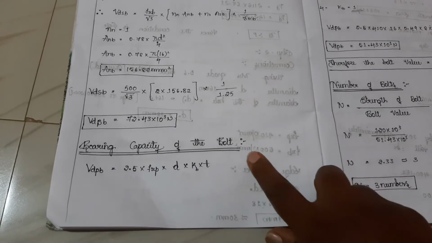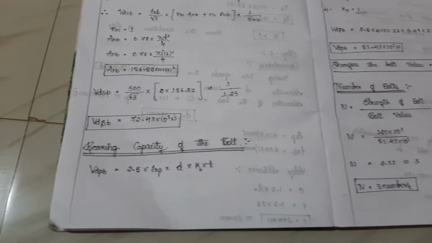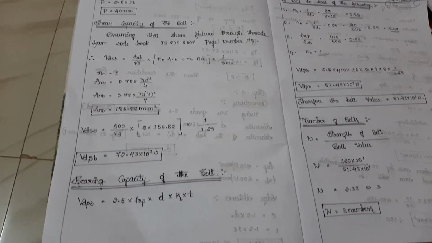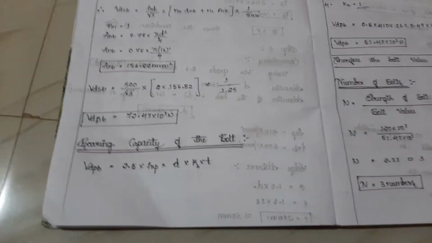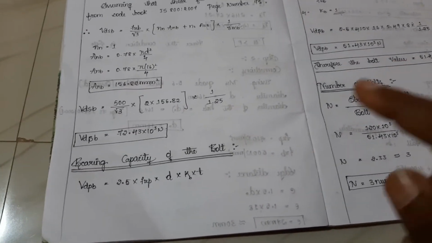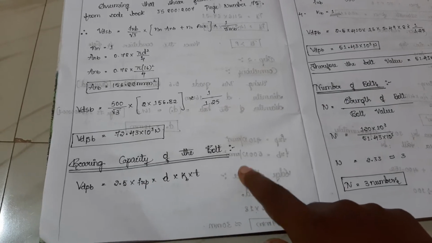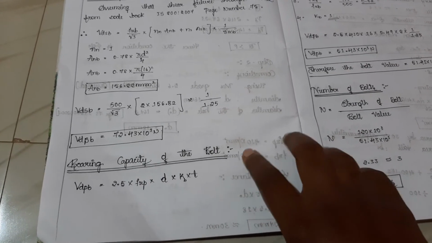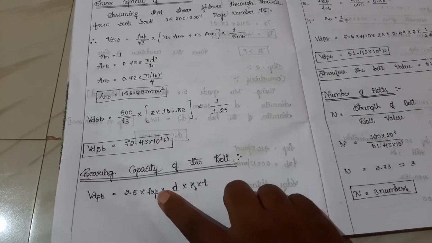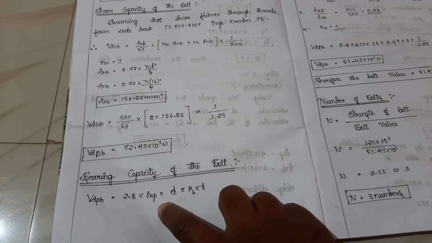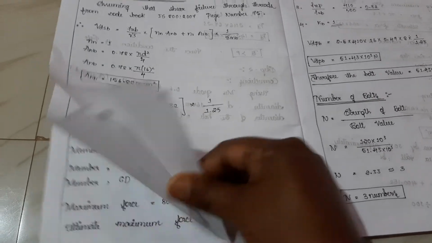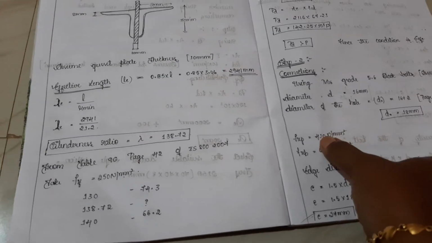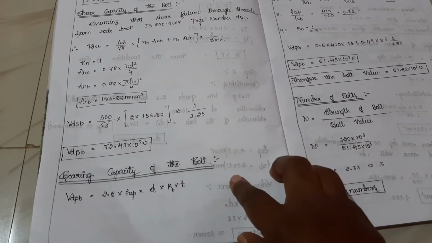So after this, bearing capacity of the bolt. This also you have a formula in page number 75. So that is VDPB equals 2.5 into FUB into D into KB into T. FUP is nothing but the ultimate stress of the plate, that is 410 Newton per mm square.